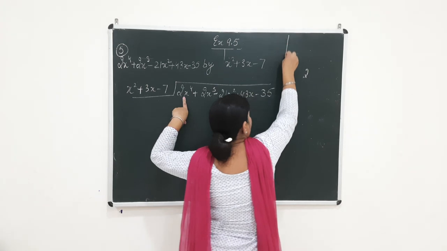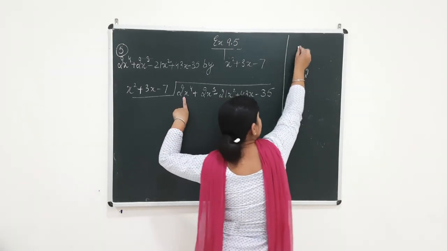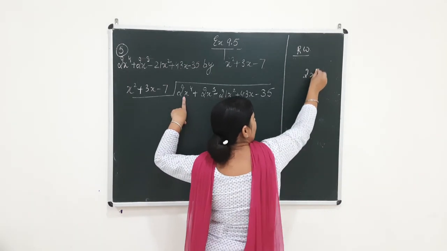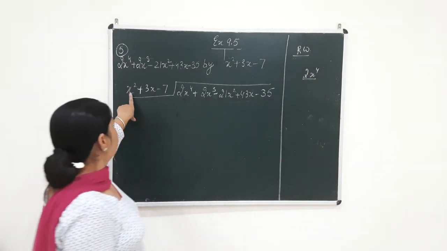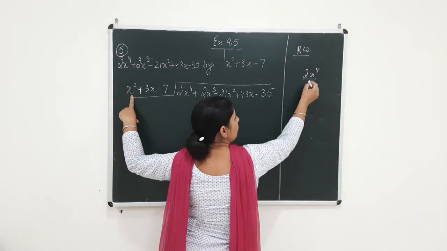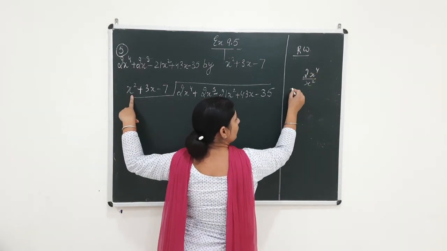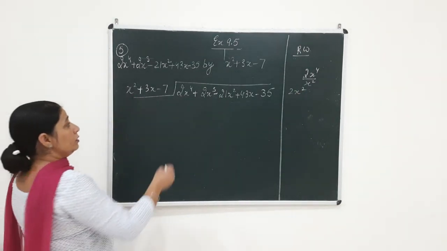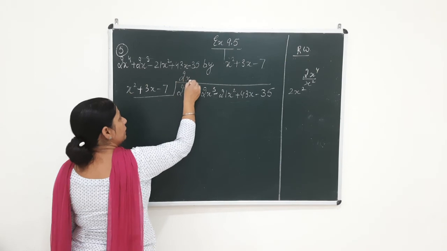So this is my rough work. I will be using my rough work like this. The first term of the dividend is 2x power 4. It will be divided by the first term of the divisor, that is x square. Now what is there? X power 4 and x power 2. Powers will get subtracted and my quotient will be 2x square. So this 2x square will be written here, beta.